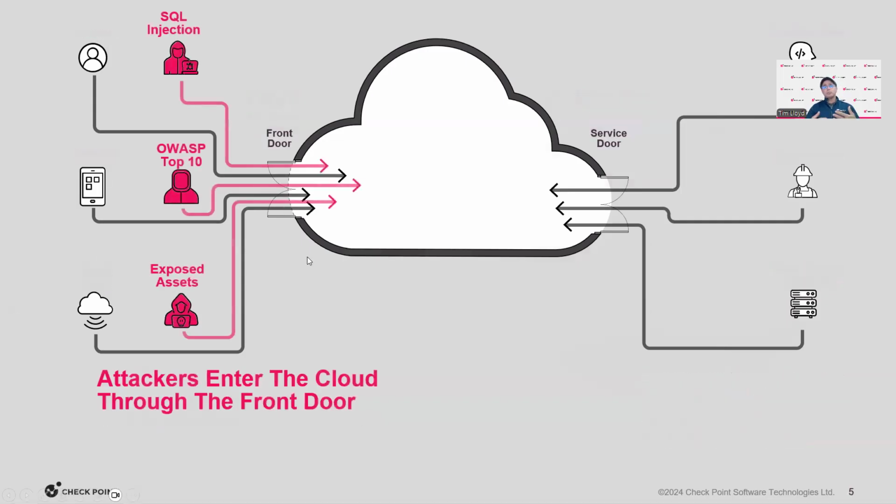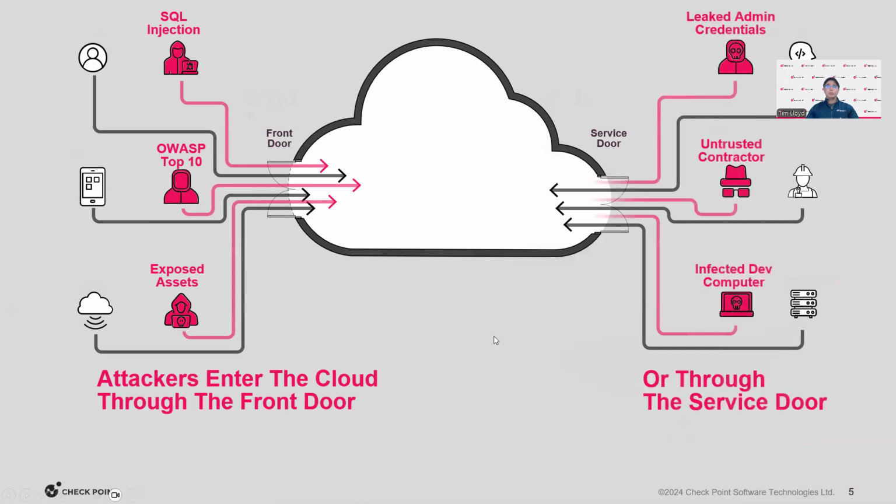Now, these are also access points, threat vectors for bad guys to get in to steal your data, right? So on the front door, bad actors are going to be scanning, looking for assets wrongly exposed to the internet. They'll use the common methods that you'll see in the OWASP top 10, SQL injections, so that they can at least bust in and start to move around looking for your data. And the same through the service door.